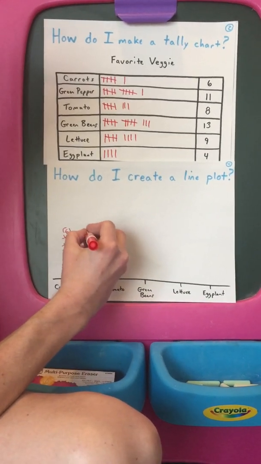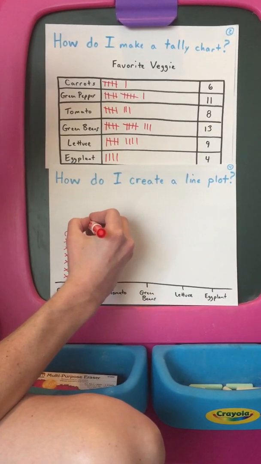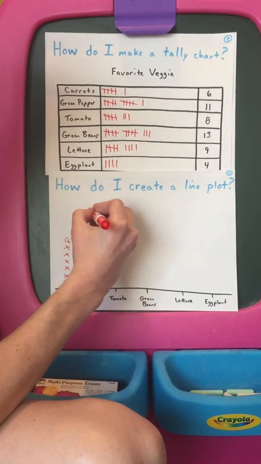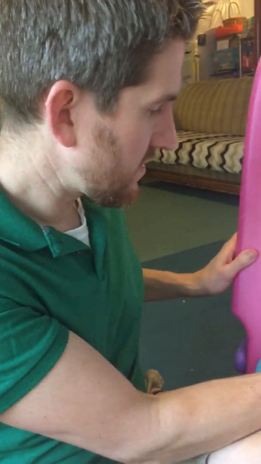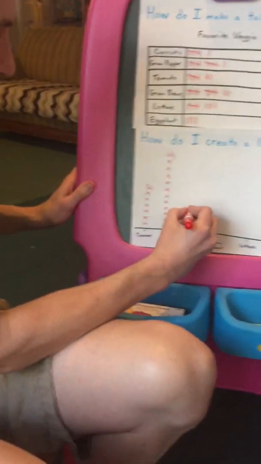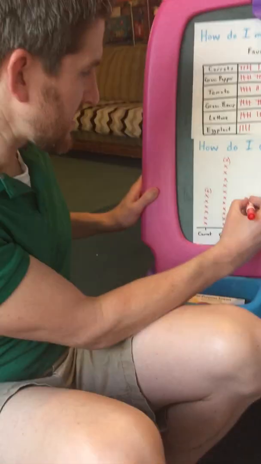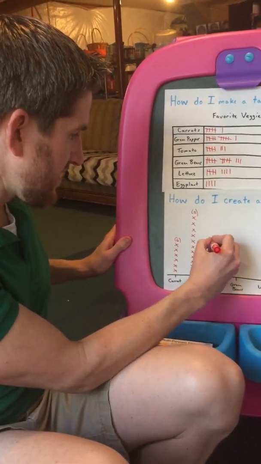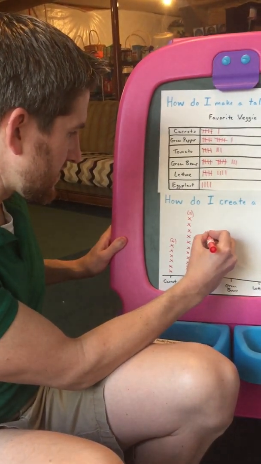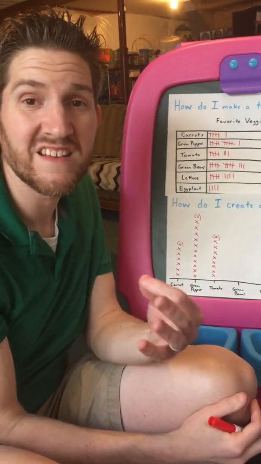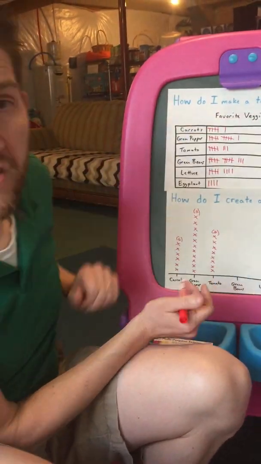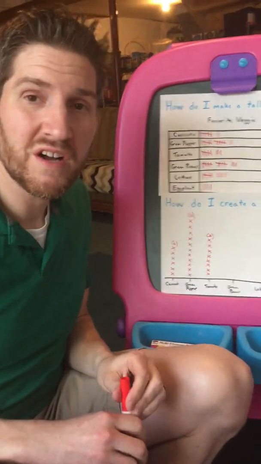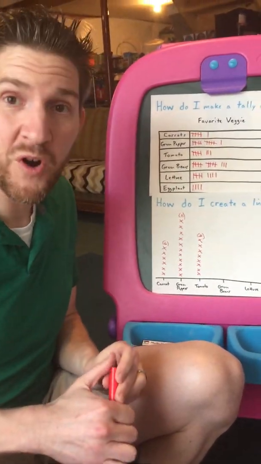But I'm going to keep going a couple more. 7, 8, 9, 10, 11. And I'd put my 11 at the top. Let's just look at one more. So tomato had 8 votes. Okay, 1, 2, 3, 4, 5, 6 straight across again, 7, and 8. Okay, so this is a line plot. We're writing X's to represent our tallies and our numbers, but you can see it in a more clear-cut way, almost like a bar graph.